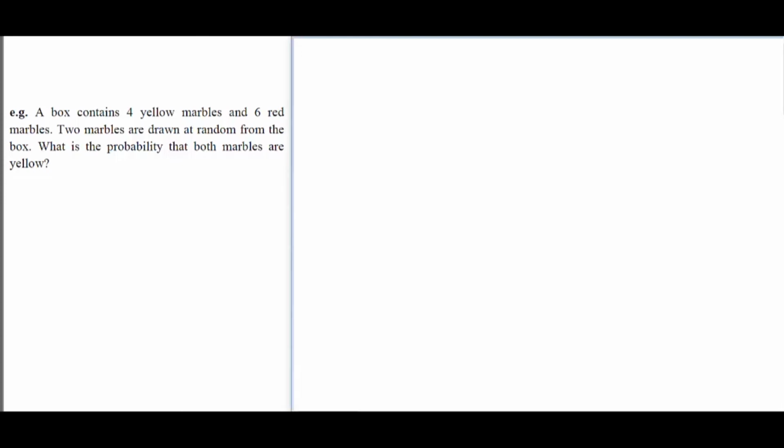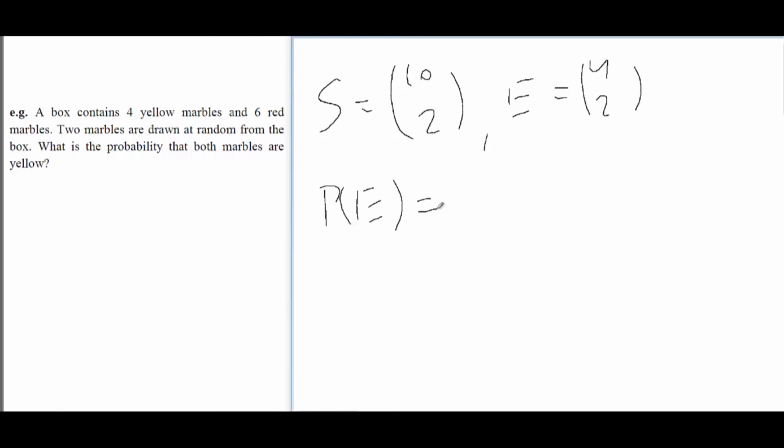Again, we should find the number of sample space. As the total number of marbles is 10, and we take 2 of them, a combination of 2 from 10 is the number of sample space. For this event, as the question asks for the probability of yellow marbles, the total number of yellow marbles is 4, and we take 2 of them, so a combination of 2 from 4. So the probability for this event will be combination of 2 from 4 over combination of 2 from 10.